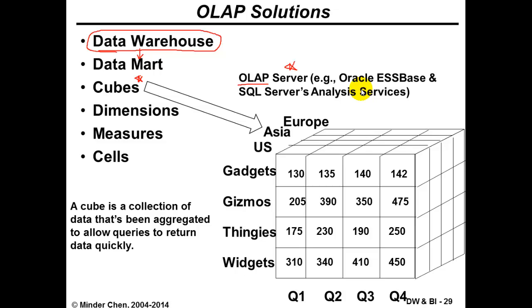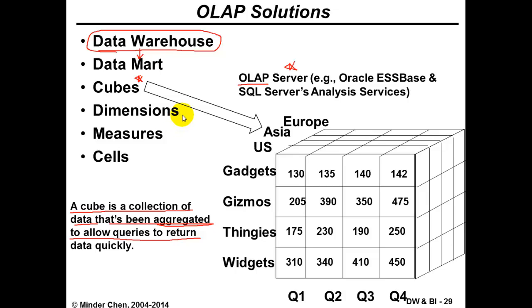There are several products which can help us manage the OLAP cubes, such as Oracle's Essbase or SQL Server's Analysis Services. Okay, so what is a cube? A cube is a collection of data, usually coming from a data warehouse or data mart, that has been aggregated. So it's kind of aggregated data with some detail data still in the cube, which allows us to query the cubes, and the performance will usually be much better.